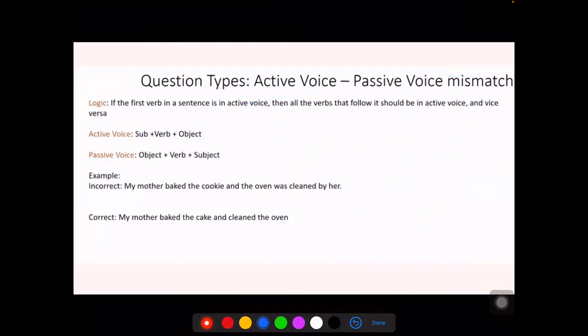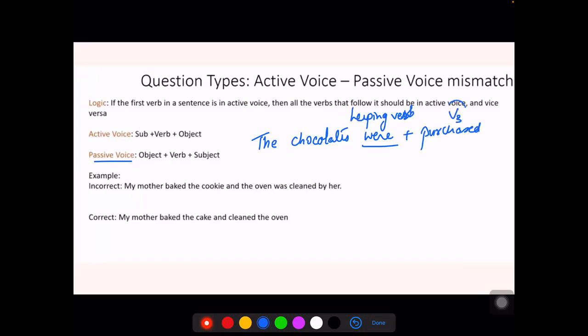Let's come to the passive voice now. Passive voice is different. Here in the passive voice, the object always comes first, like the chocolates. That was our object, na? The chocolates were helping verb. We'll use a helping verb here. Were purchased. This is verb's third form. By Ram. Got it? This is a subject. This is an object. So there's a difference between active voice and passive voice. You need to be very clear with those voices.